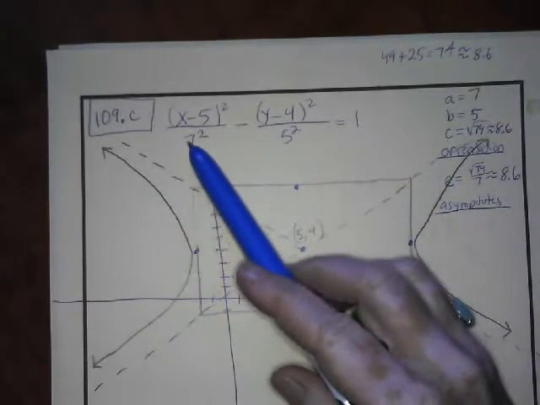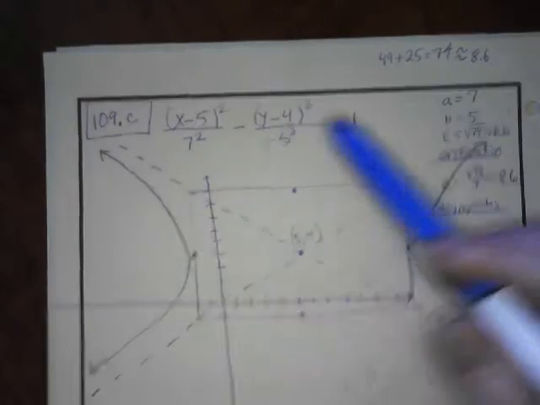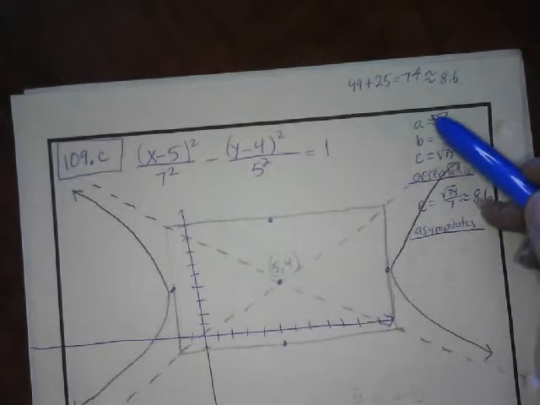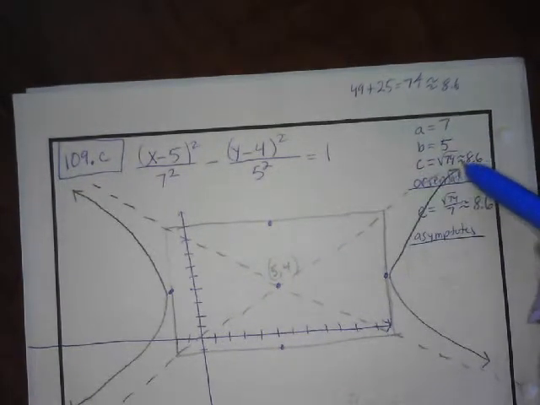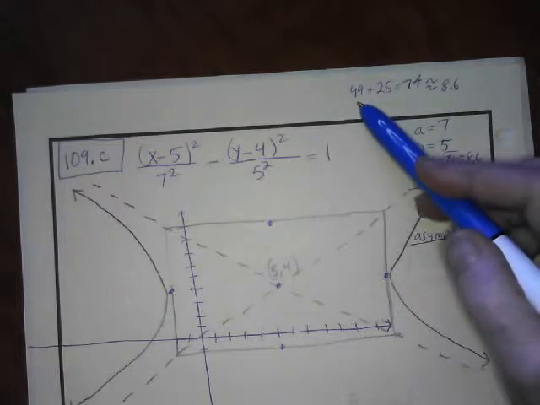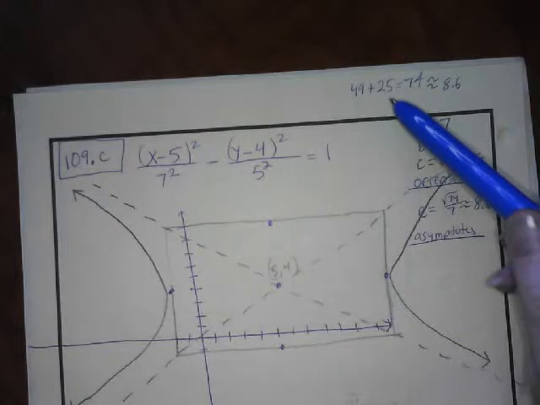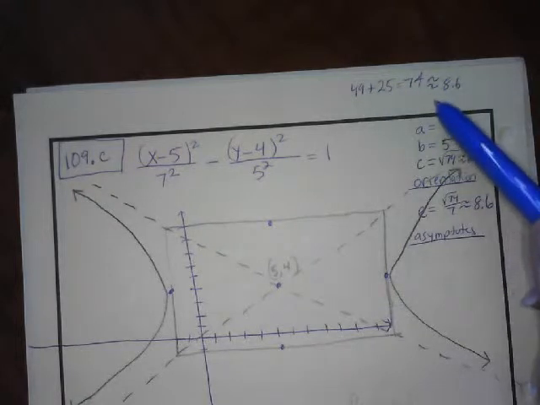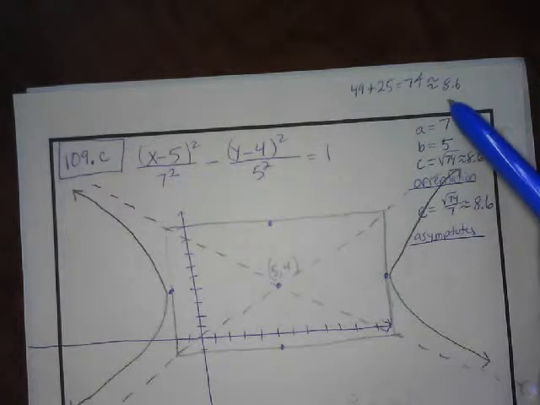And then you look, and A is actually the number. A is always going to be the bigger of the two denominators. So A was 7, B was 5. C, if you can remember, it came from A squared plus B squared equals C squared. So I did it right up here. 7 squared was 49, and 5 squared was 25, and that made 74. And when I took the square root on my calculator, I got about 8.6.